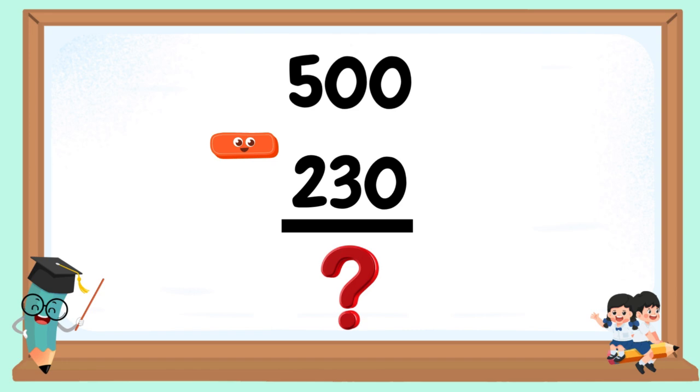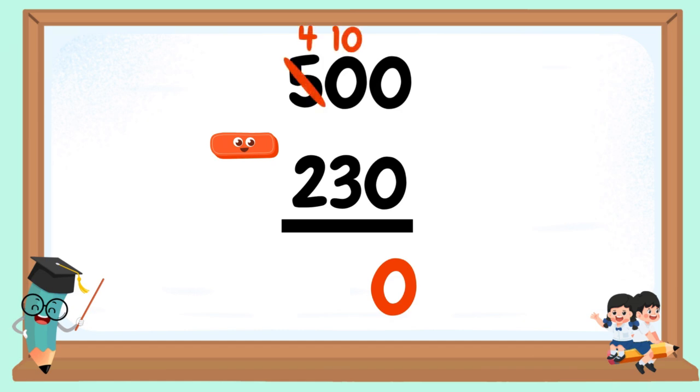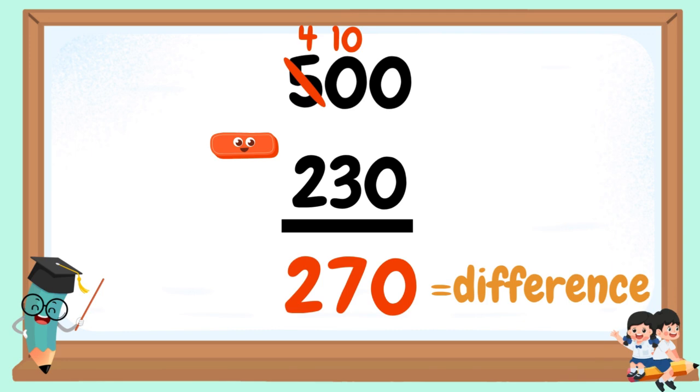500 minus 230. 0 minus 0 is equal to 0. 3 minus 0 cannot be. That's why we need to borrow 1 from 5. The 5 will become 4 and the 0 will become 10. 10 minus 3 is equal to 7. 4 minus 2 is equal to 2. 270 is our difference.